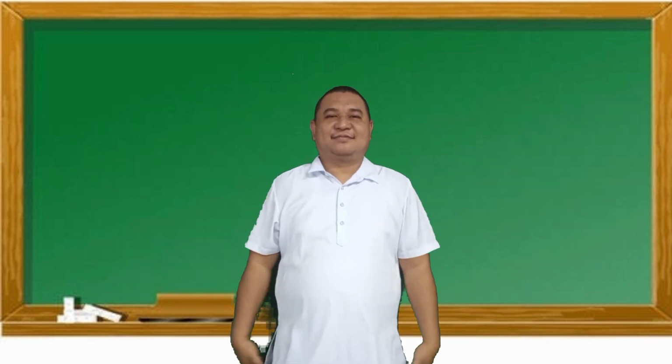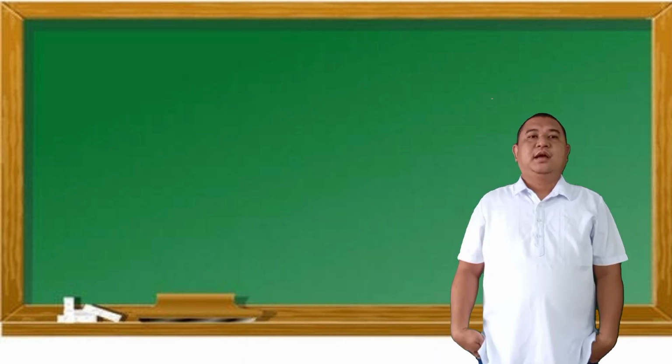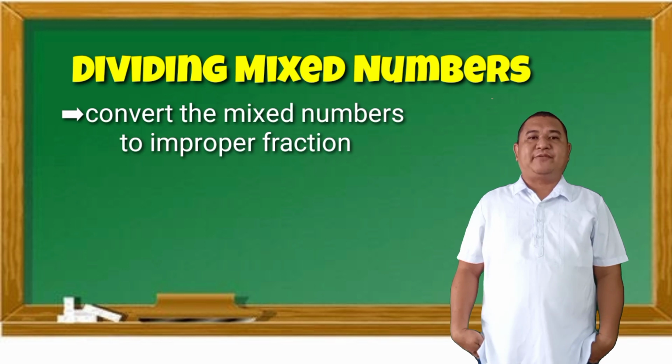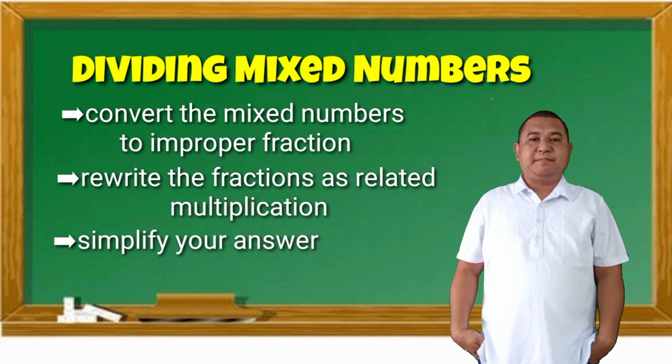I know you find it difficult to understand, but I assure you, you will find this topic very interesting as long as you carefully follow the process of dividing fractions. I will now introduce to you the process of dividing mixed numbers. In dividing mixed numbers, you need to convert the mixed numbers to improper fractions and rewrite the fractions as related multiplication. Then, make sure to simplify your answer.